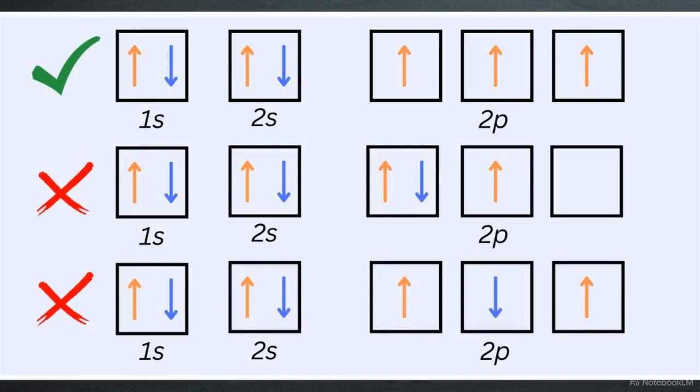This diagram illustrates Hund's rule of maximum multiplicity. The top row displays the correct configuration for electrons in the 2p orbitals. Electrons fill available degenerate orbitals singly, with parallel spins, before pairing up. The incorrect paired configurations are crossed out below.